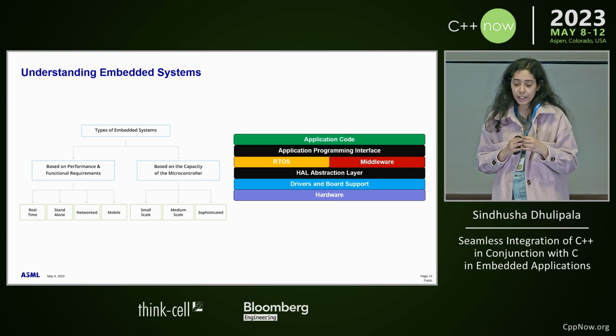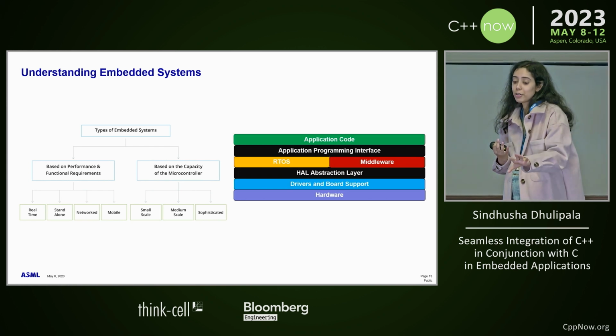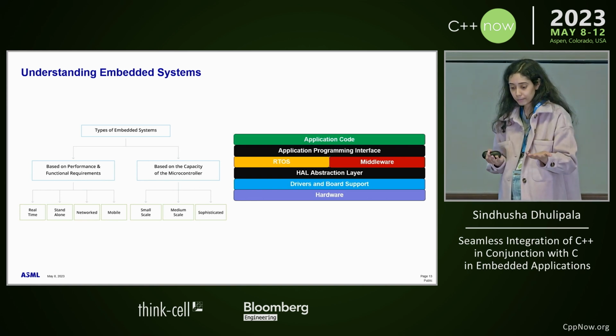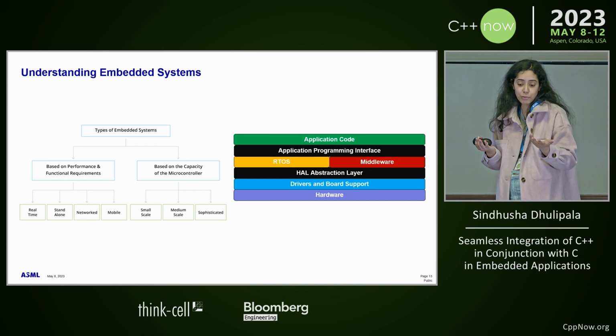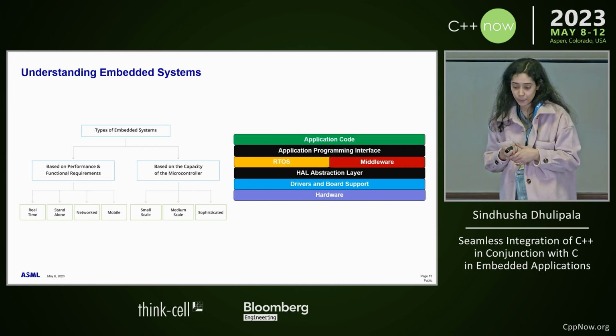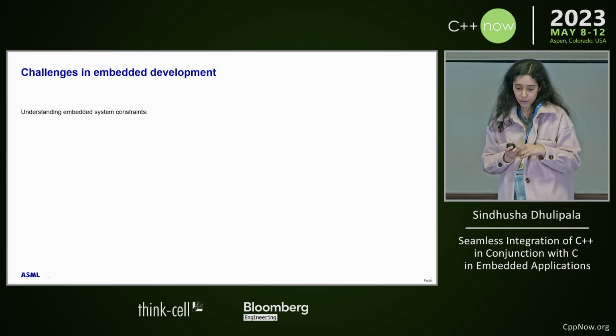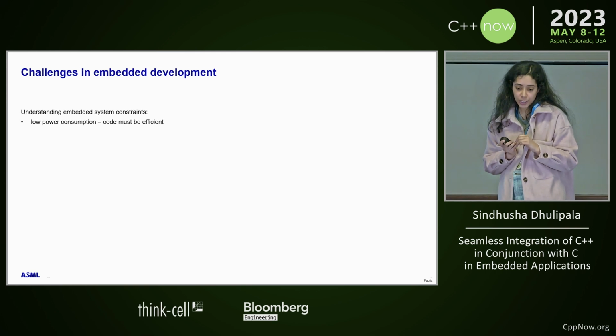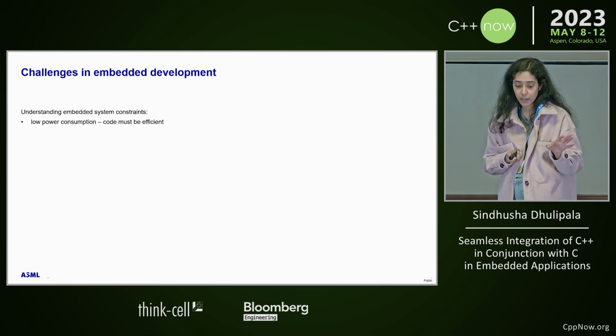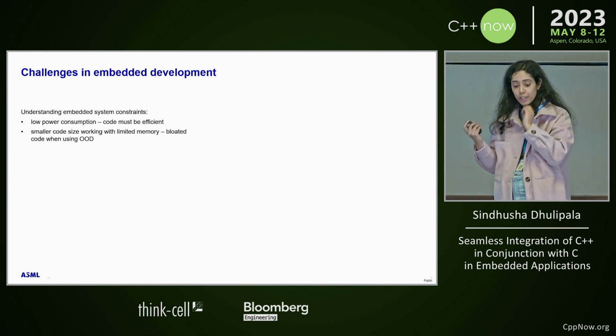Then you have application code, which usually is more lenient with what kind of application you write, and probably the best use case for your C++ if you want to. So now we understand what embedded systems are, we understand their characteristics, and now we can go into their constraints.